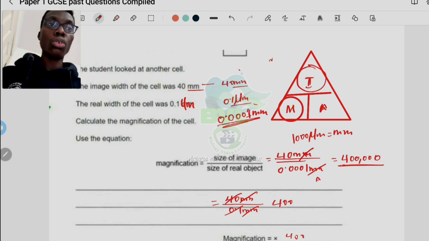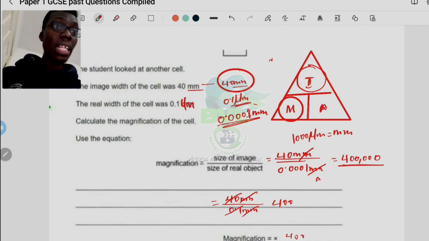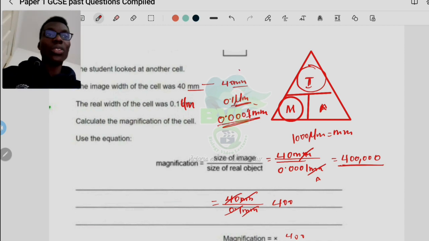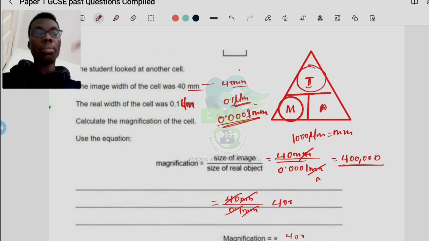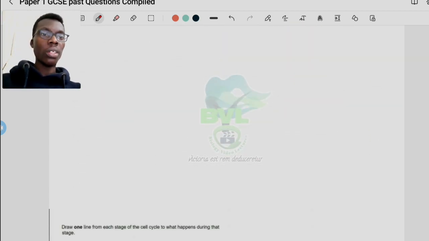But if we're going to convert this to micrometer so that it will be the same as this, there's going to be 40 times 1000. That's going to be 40,000. So you still get the same answer. But usually just make sure that the units are the same.